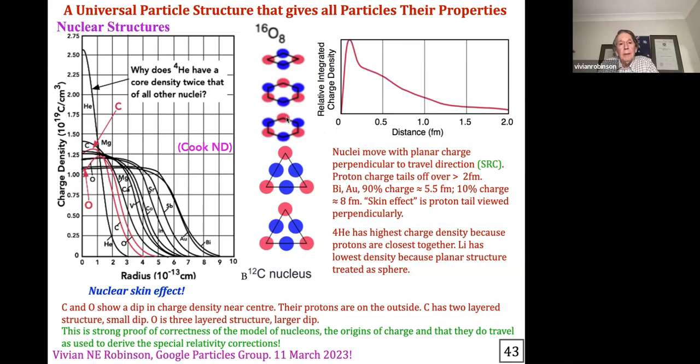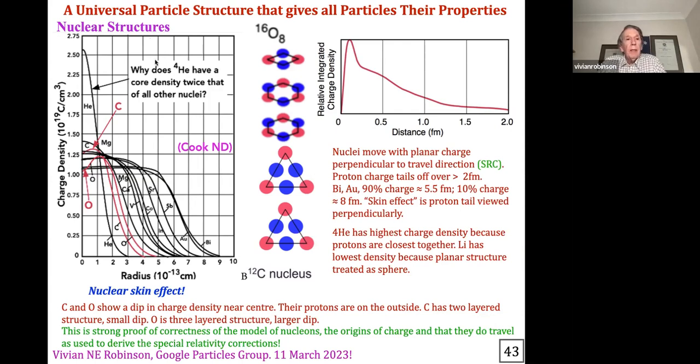Oxygen is exactly the same thing. But there you have three layers with charges on the outside and virtually nothing in the middle. Electrons scattering out of oxygen have to come back from three layers. So that depth drops off a bit. I respectfully suggest that this is strong proof of the correctness of the model, that the particles do move always with their charge plane, shown here, perpendicular to their motion direction.